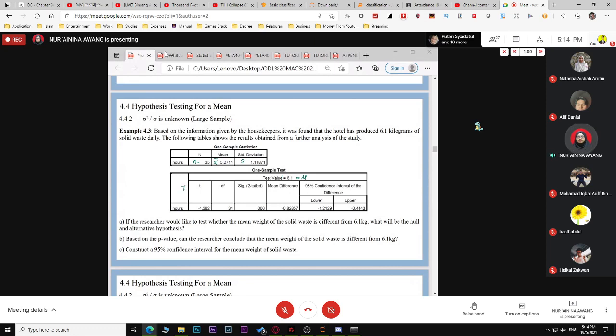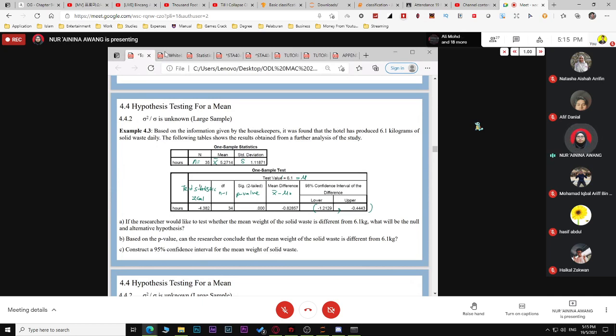Okay, this is your test statistic. Since in this case the sample is large, this is your z calculated. This is the value. And then the degree of freedom. Since this is for one population, it is n minus 1. And then this is your p-value. Your significance level for two-tail. And then mean difference, so this is your x bar minus mu naught. And then this is your lower and upper limit for the 98% confidence interval.